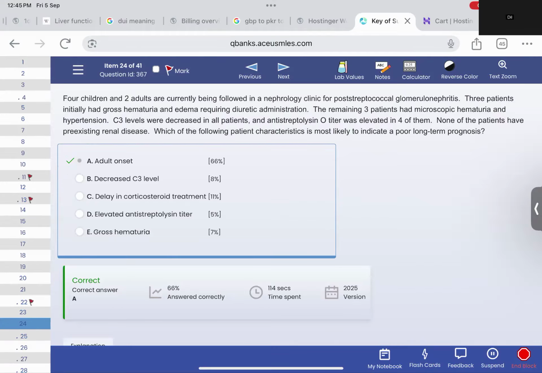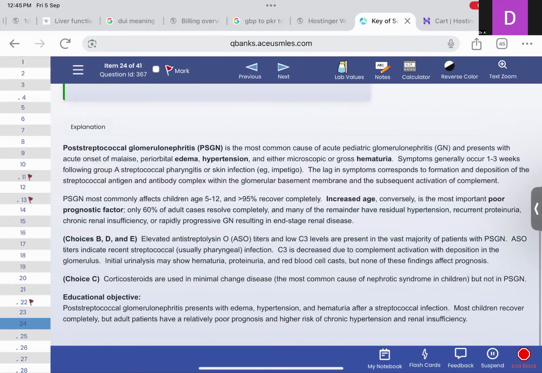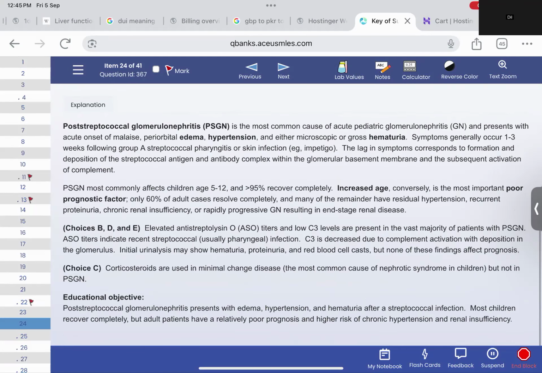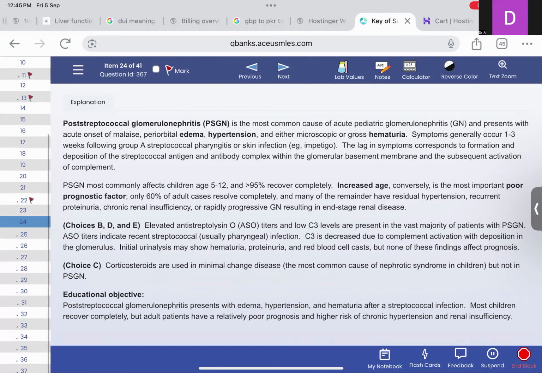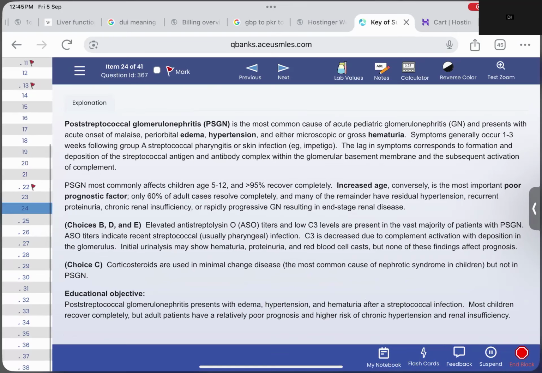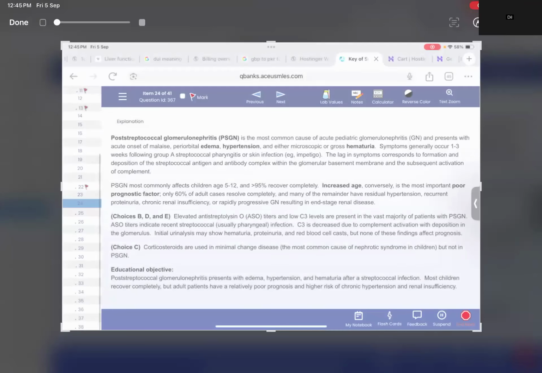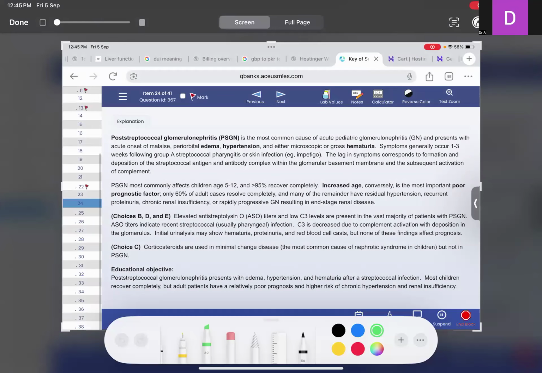So, let's see what they have written. Also, I think we should read most of this. Whatever. So poor PSGN, I don't see any high yield points in this except the age.